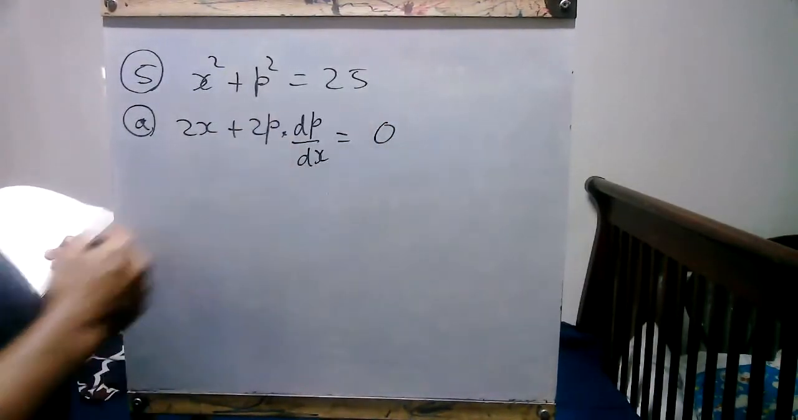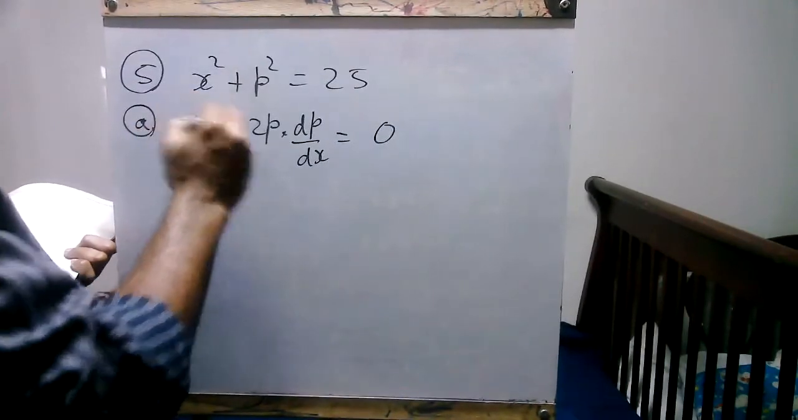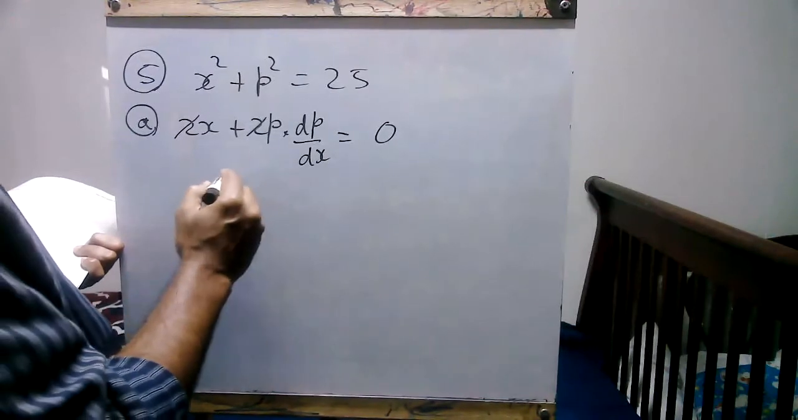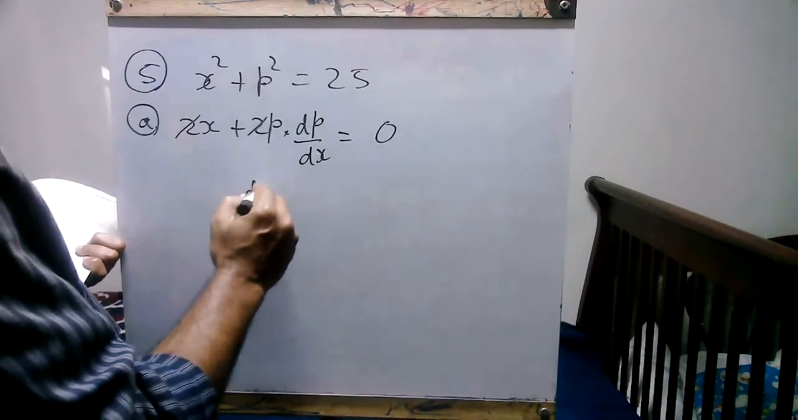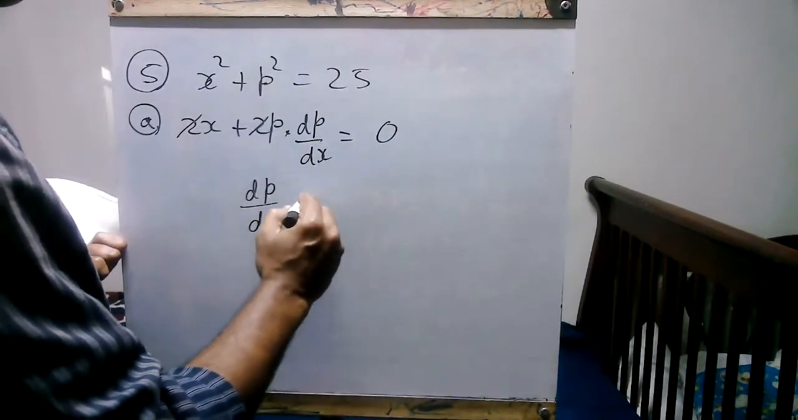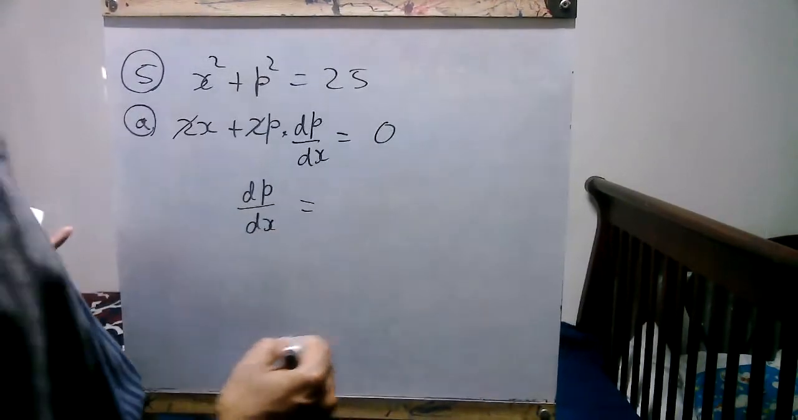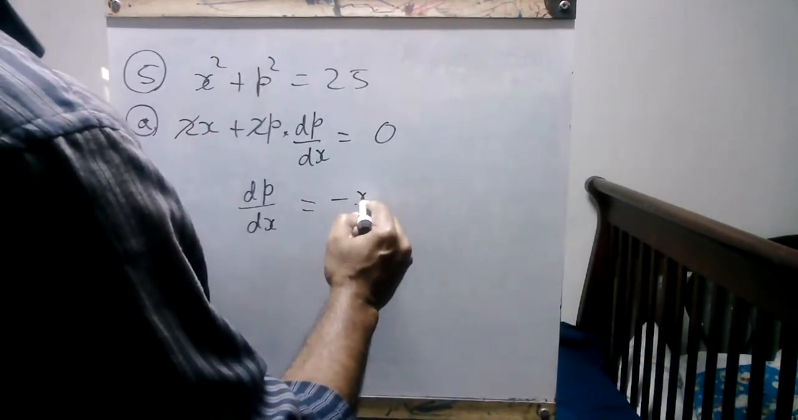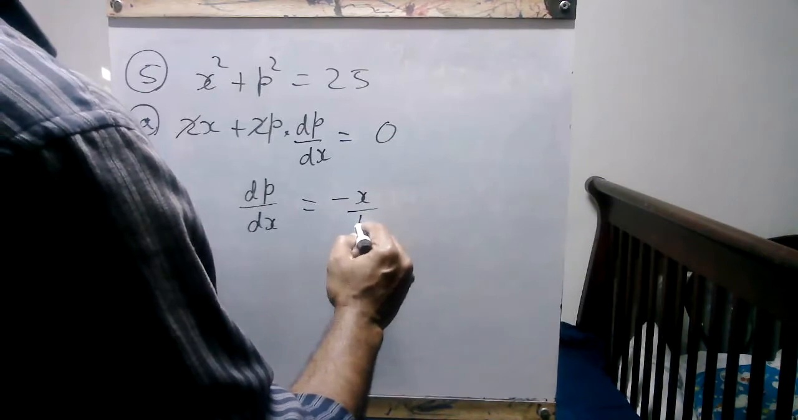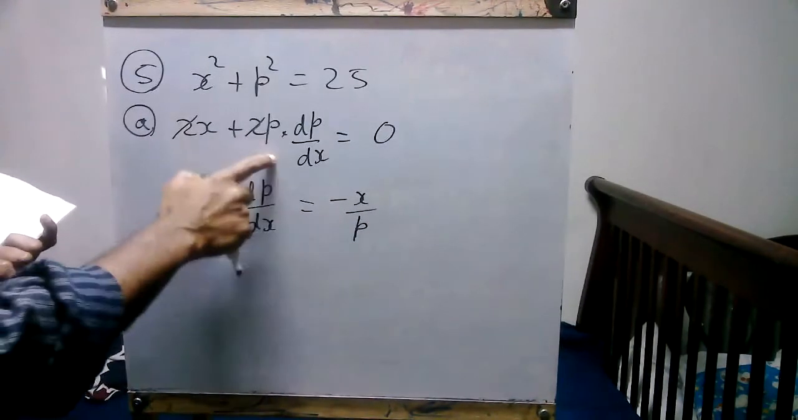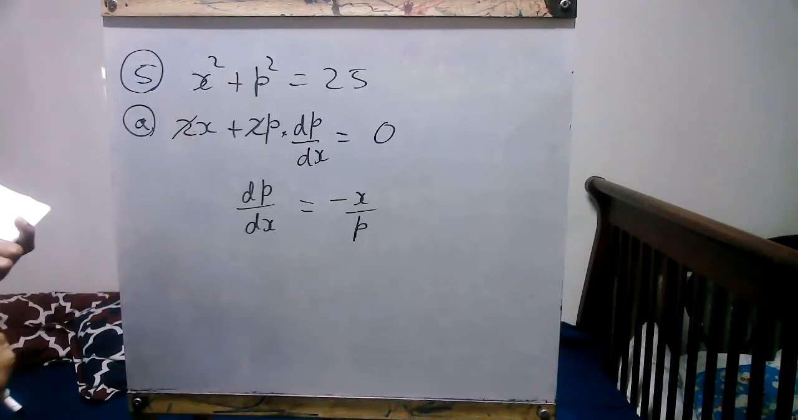Now if you divide the whole equation by 2, these 2s cancel out. Move this x to the other side, then divide both sides by p. We get dp/dx equal to negative x over p.